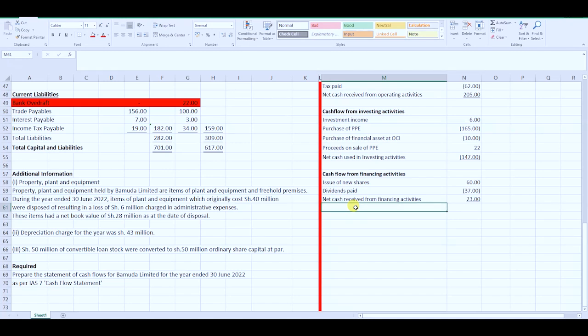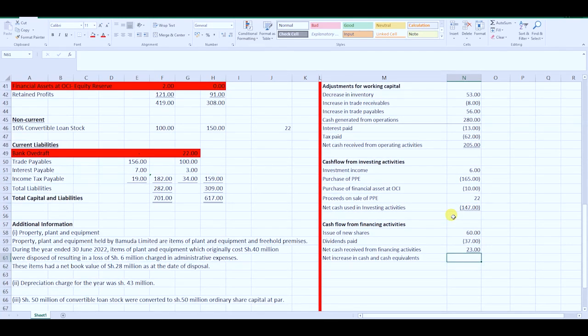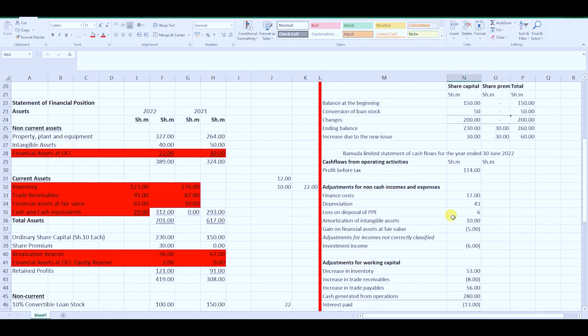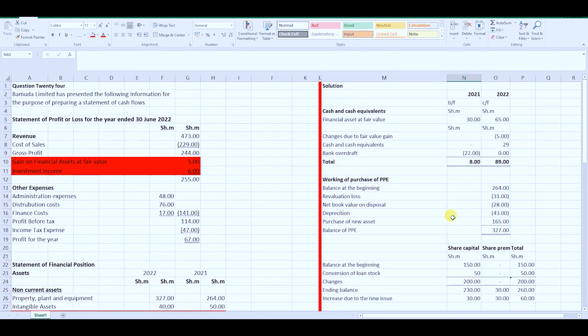we need to get the net increase or decrease in cash and cash equivalents. Net increase in cash and cash equivalents. So the net increase or decrease in cash and cash equivalents, we cannot get it from this cash and cash equivalents right over here.